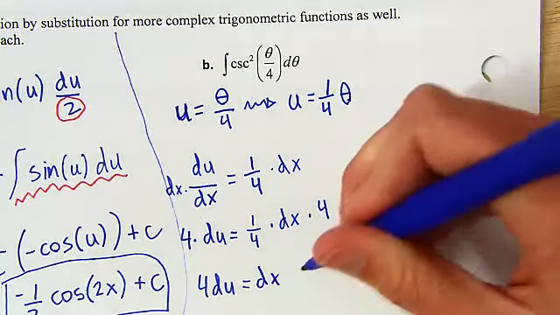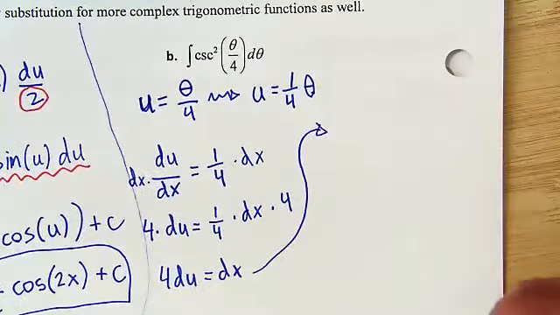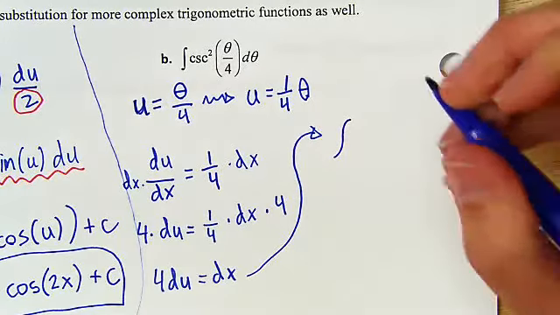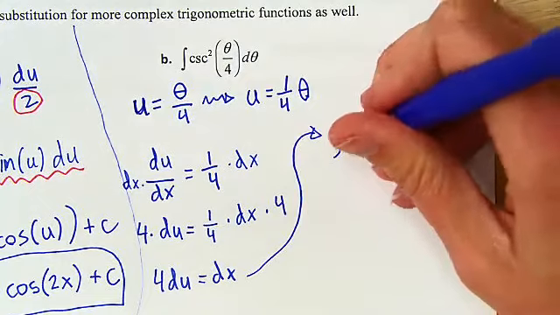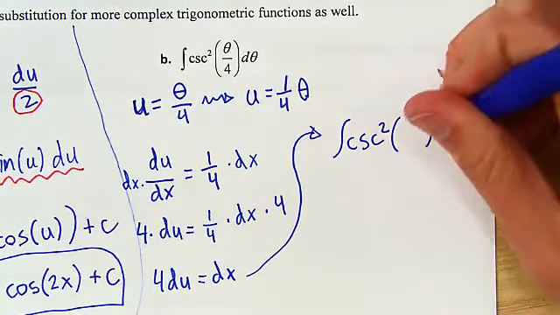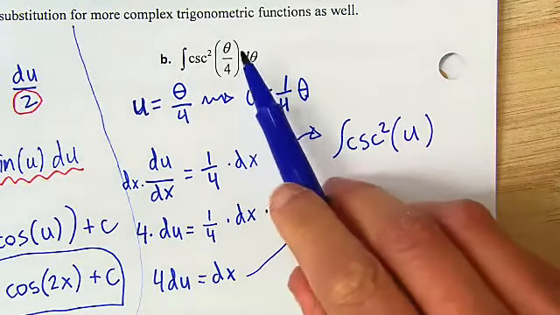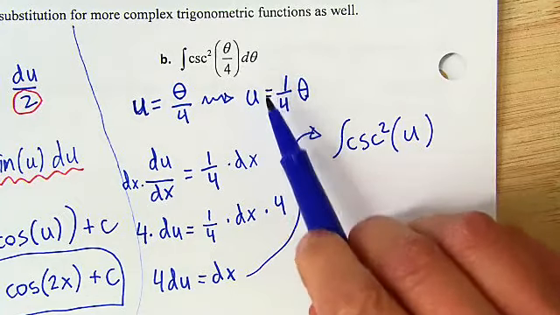So once I get that by itself, I can go ahead and rewrite that integral. So I'm just going to go up into this space over here. So now I have the integral, and I have cosecant squared. So I'll keep that as cosecant squared. And then in parentheses, I'm going to replace that with my u. And then the d theta, I'm going to replace the d theta with what I got.